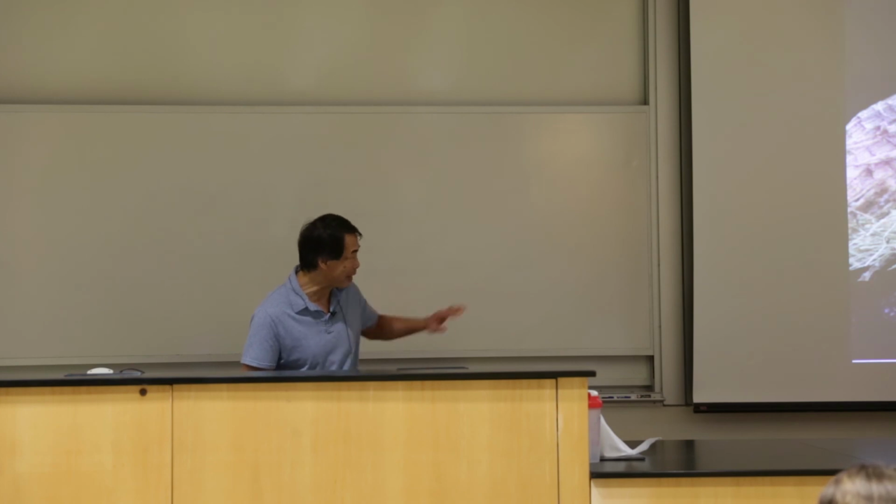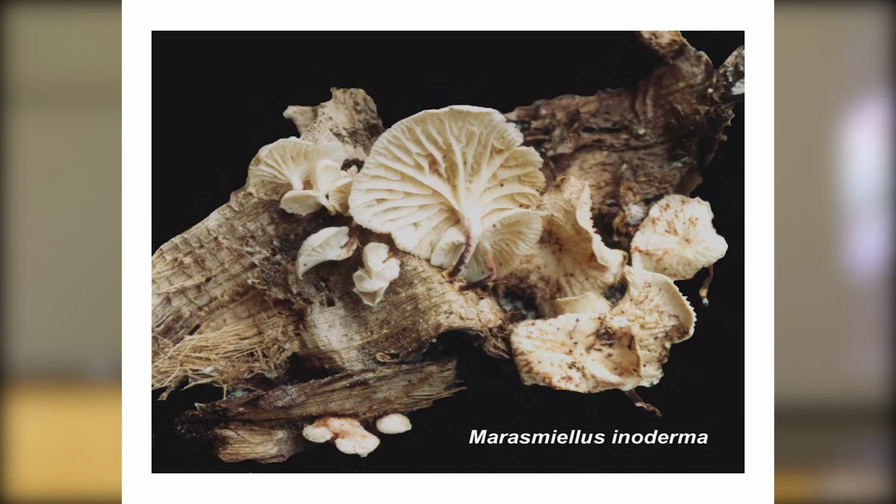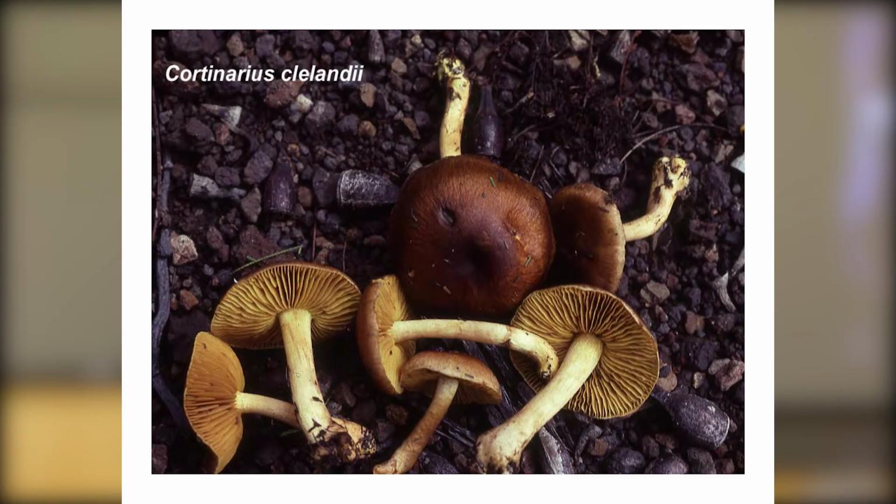Okay, here's one that's a pathogen. This is on a banana plant, parts of a banana plant. It also is a parasite on the taro, not the tuber, but the bulb of the taro. So this is one that's going to be of some economic importance as well. Marasmiellus inoderma.